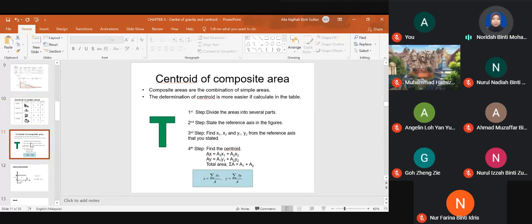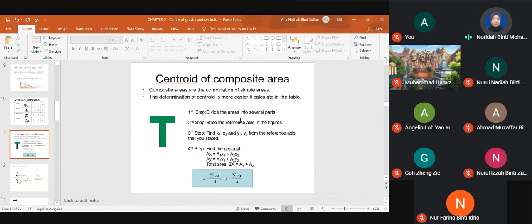Now, centroid of composite area. Now we have composite area. Composite areas are the combination of simple areas. We have 2 simple areas now. The horizontal rectangle and the vertical rectangle combined, we come up as composite area. The determination of centroid is much easier if it is calculated using the table. Follow these steps.